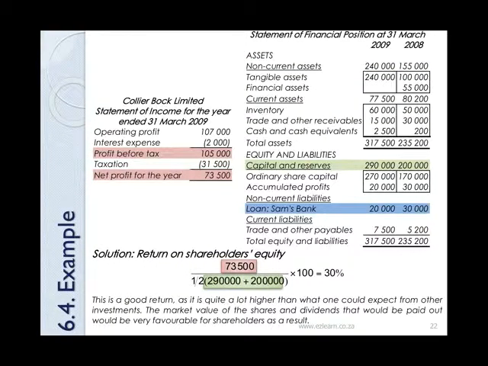To calculate our return on shareholders' equity, you will need to refer to the statement of income. Remember to use the net profit for the year after tax, as this is the amount to which the shareholders are in fact entitled. This can then be compared to the capital and reserves or shareholders' equity. Notice that in this case we exclude the loan, as we are only looking at the return earned by the shareholders, not the overall return on capital employed. In this case, the company has earned a return on shareholders' equity of 30%.